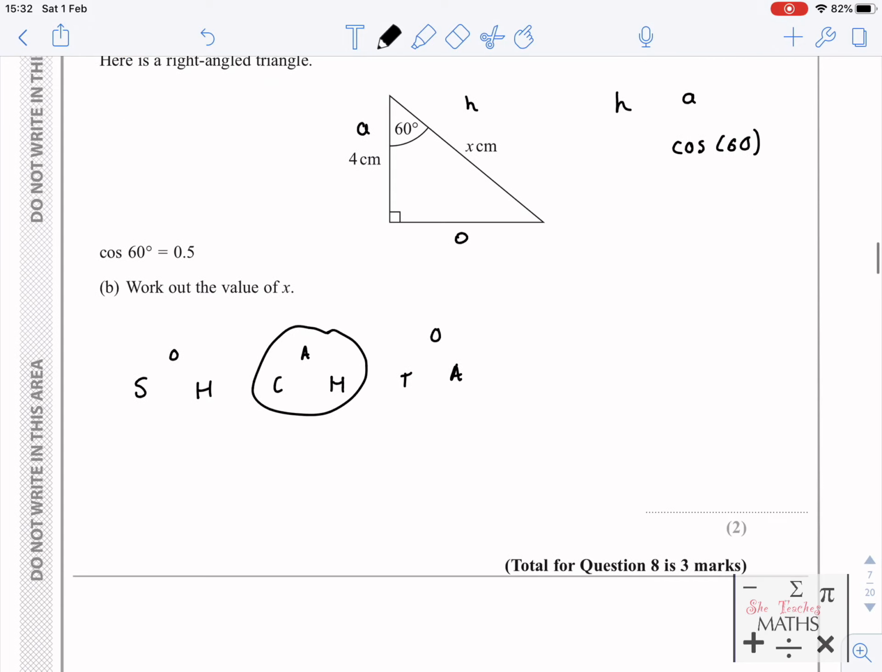Now, because we need to find out the hypotenuse, we cover the h, and we know that we've got to do a divided by c. So that's 4 divided by cos 60, which is 0.5. So it's 4 divided by 0.5, which is 8. Oh, that was right. So it's 8 centimetres. Make sure that your units are there.